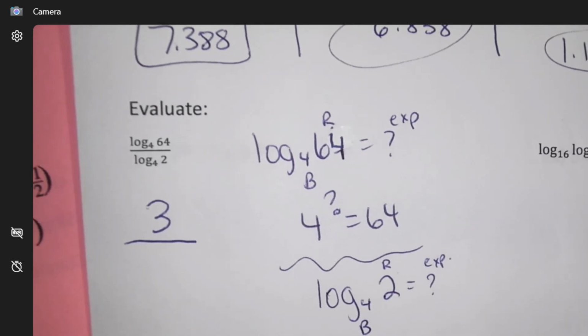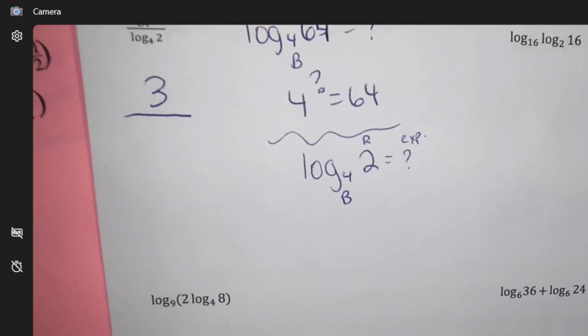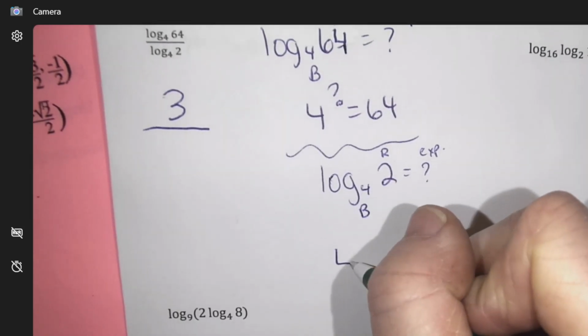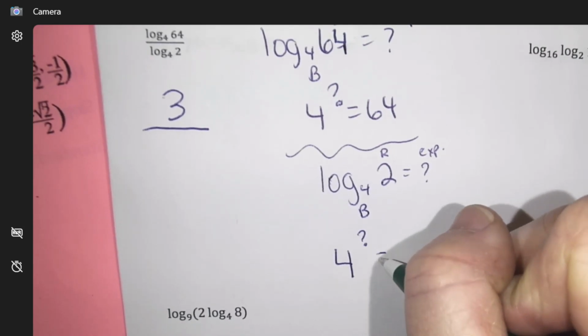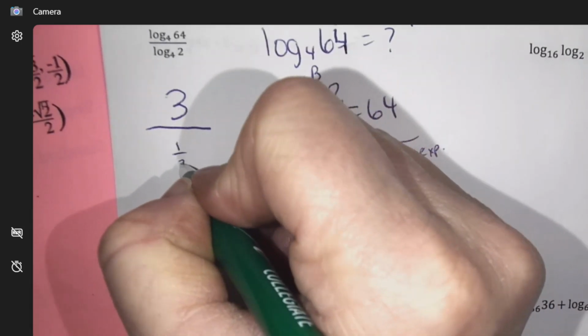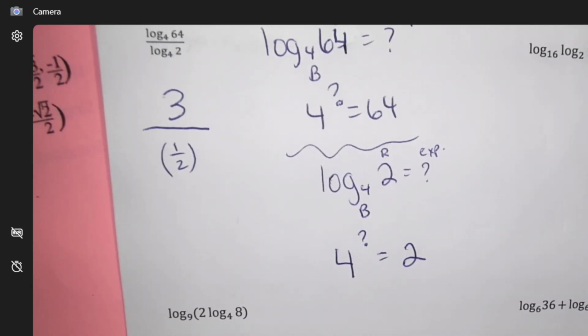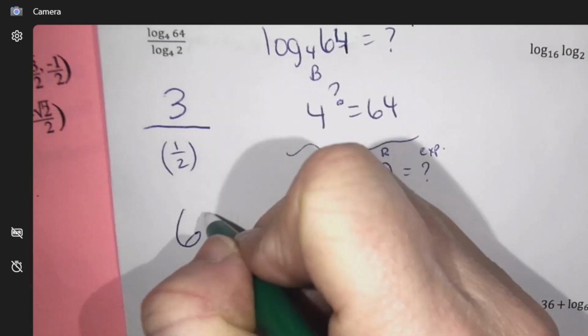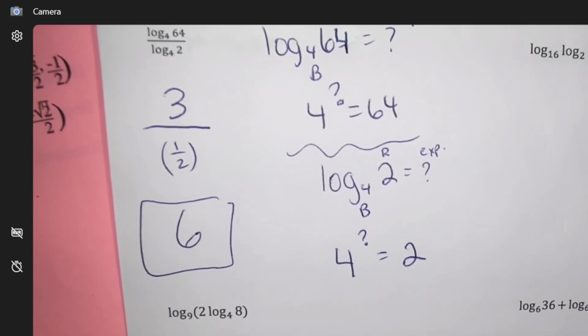Okay, so then the next part was log base 4 of 2. So if the base was 4 and the result was 2, what is the exponent that makes that happen? One half. Does anybody know the mental math? What happens when you divide by a half? It's a multiply by 2, so my final answer is 6.